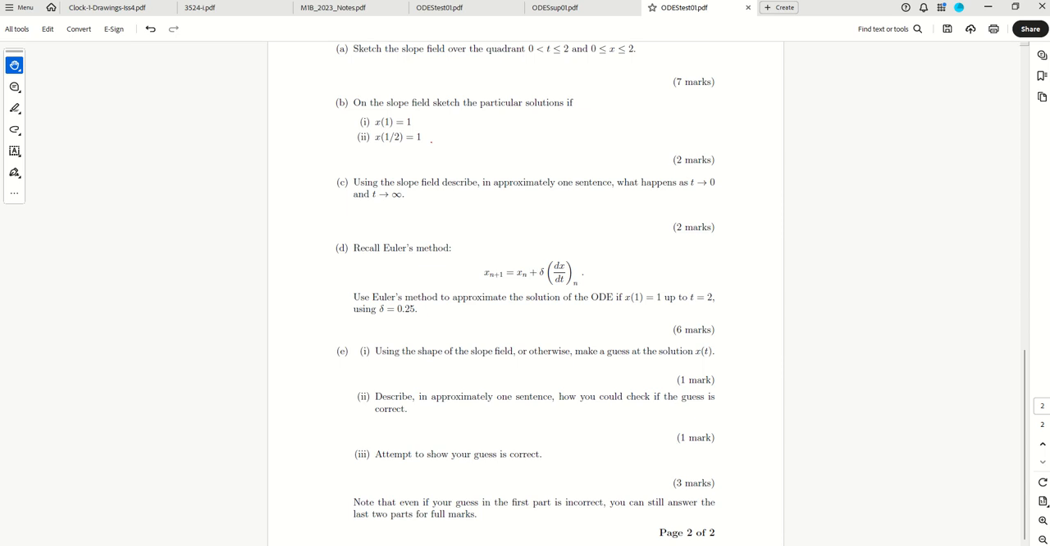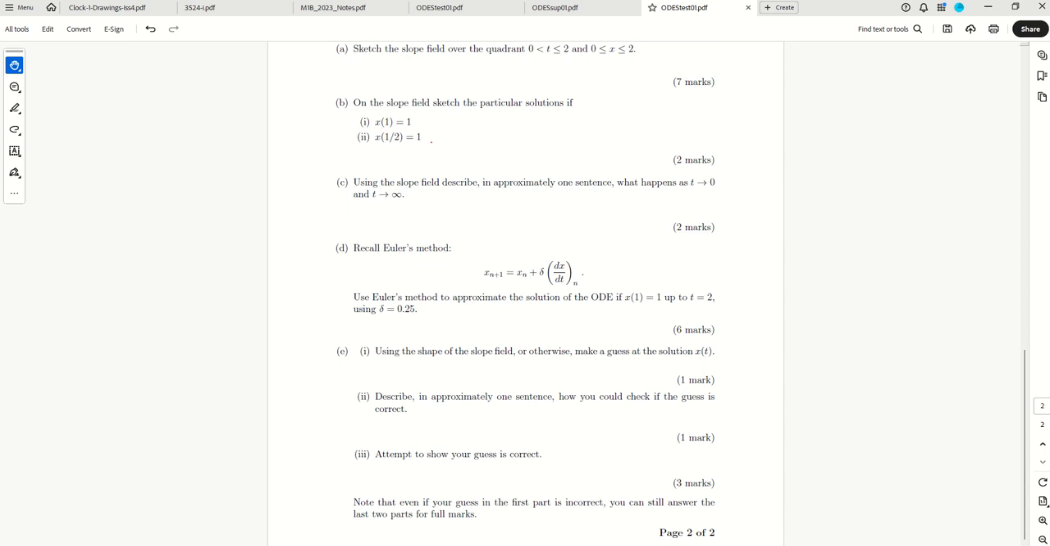Incidentally, there is another way to do part 2 and 3. You can just solve the ODE. It is a separable first order ODE, and you can bang through the solution and then compare your solution to your guess. That's a perfectly valid answer.